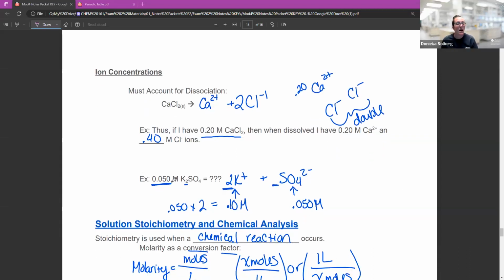So example here, I've got 0.050 molar of K2SO4. There's 2 potassiums each time, so it'd be 0.1 molar potassium, and 1 sulfate, so it'd be 0.050 molar. So you do have to account for those subscripts. This is polyatomic, so it stays together. But if I want to know about just one ion, that's like a component within, you have to account for that subscript, or when it breaks up, what that coefficient is.